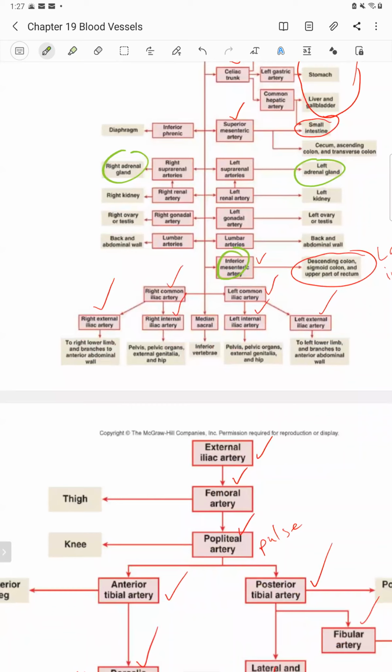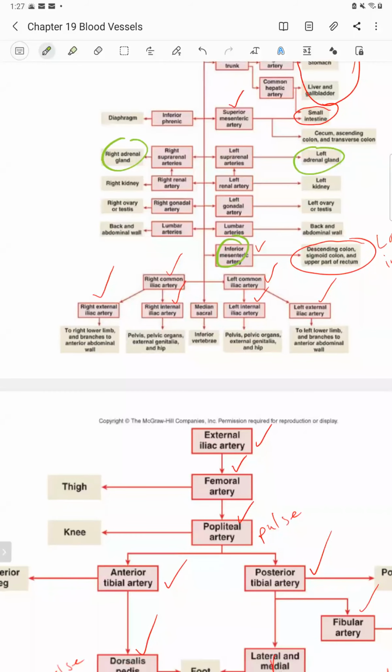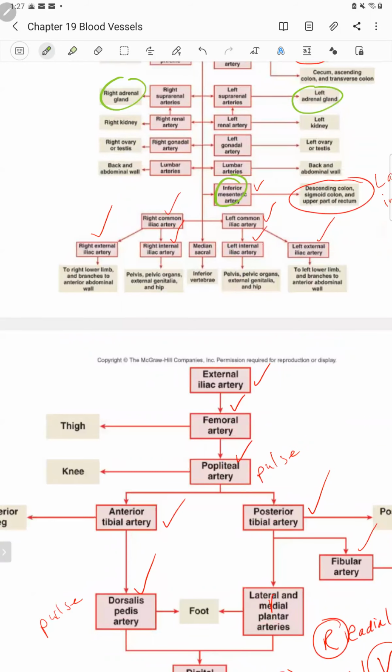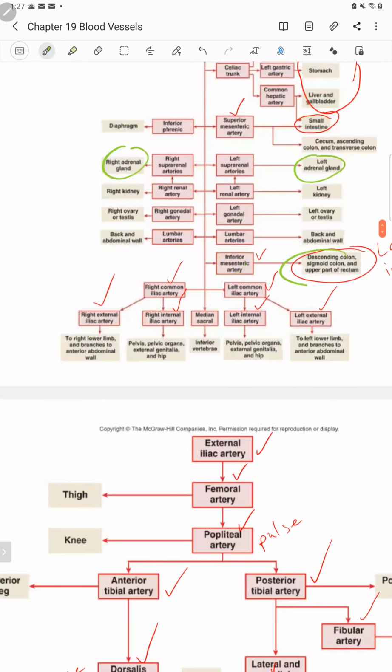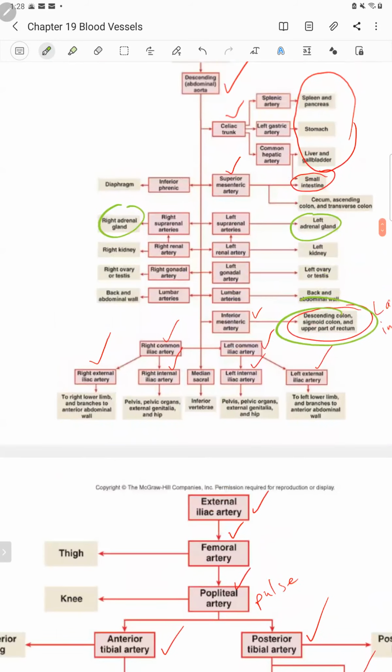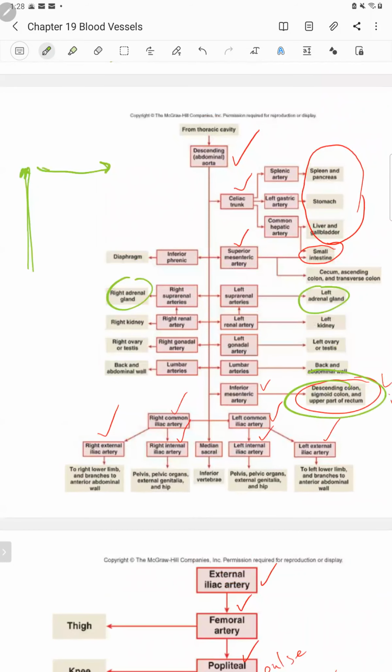Okay, then you have the right and left renal arteries. Okay, renal is a fancy word for kidney, so these are the arteries that are going to supply your right and left kidney. Okay, then the right and left gonadal arteries, which supply the gonads, so in females, the ovaries, and males, the testes. Okay, then the inferior mesenteric artery, which is going to supply the other half of your colon. Okay, so we have the up part, the over part, so ascending, transverse, descending, sigmoid, rectum. Okay, the inferior supplies basically the other half of it.